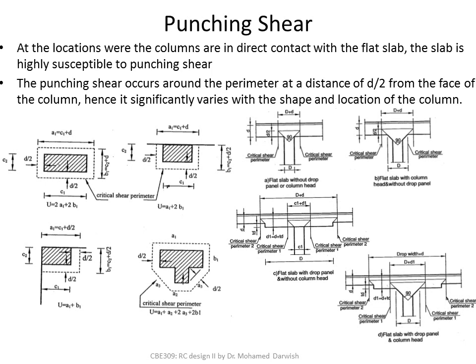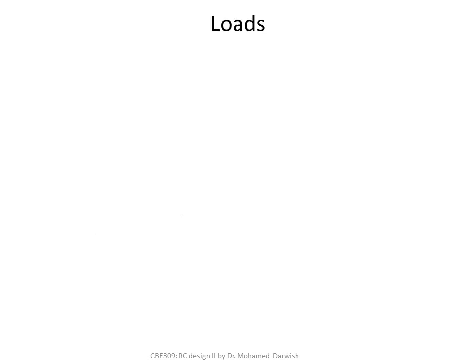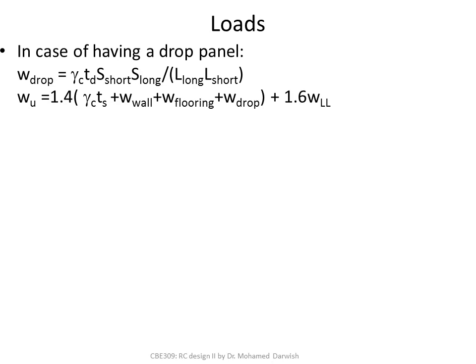Additionally, if you have both together, a drop panel and a column head, then you are talking about a case where you have again the same two planes of failure, d over 2 from the face of the drop panel and d over 2 from the face of the column head. In such case, the loads will change a little bit, because now you have a drop panel, so you need to adjust for the concept of having the drop panel itself. So now you are talking about a case where you have an additional weight of the drop panel that will need to be redistributed all over the whole cross section.